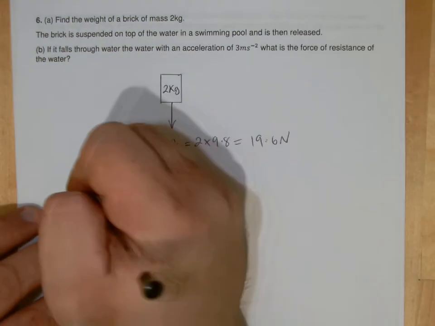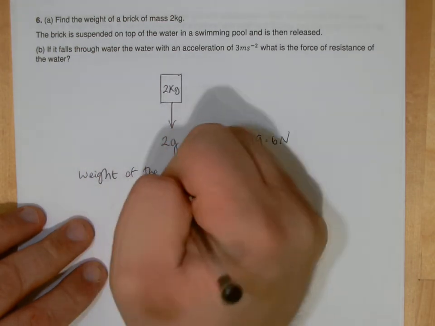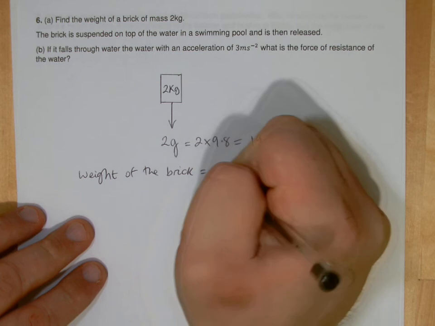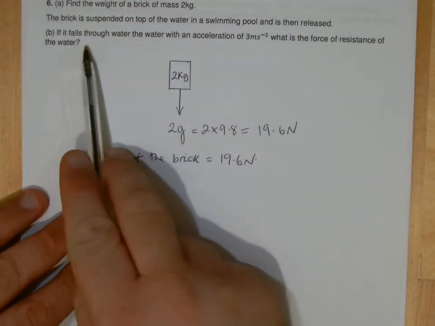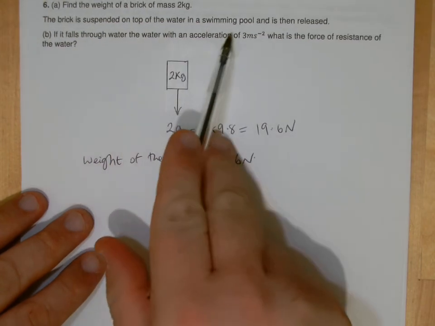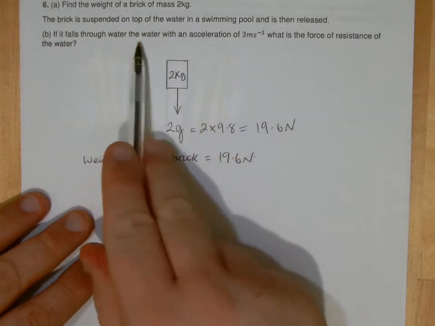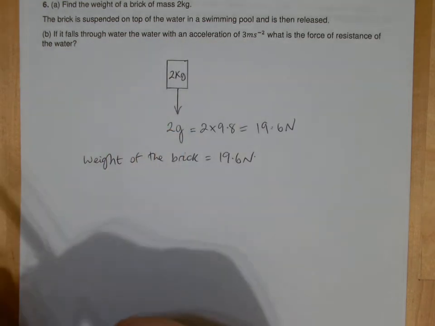So the weight of the brick is equal to 19.6 newtons. It says then, if the brick is suspended on top of the water in the swimming pool and is then released, if it falls through the water with an acceleration of 3 meters per second squared, what is the force of resistance of the water?